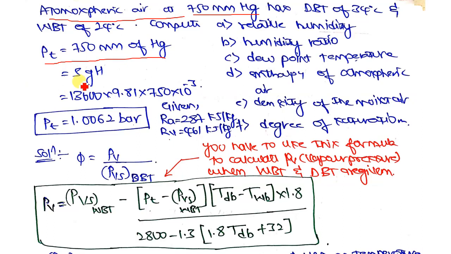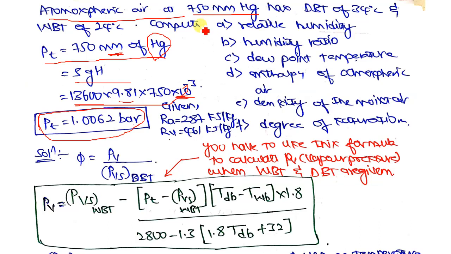You know that the barometric pressure can be converted into a manometric pressure using the relation rho g h. Rho is the density of whatever manometric fluid you are using. In this case, it is Hg, which is mercury, so the density is 13,600. g is 9.81, and h is the height of that manometric liquid in meters. Here it is 750 mm, so you need to convert into meters, which is 10 to the power of minus 3. When you calculate all this, the PT value comes to 1.0062 bar.